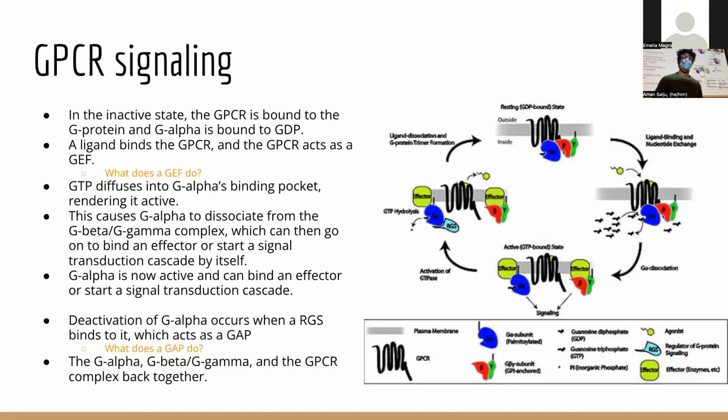All right, back to GPCRs. This is the GPCR, this is the G protein. The G protein is coupled to the receptor. In the inactive state, that's what you see up at the top. That's the resting state. The G alpha subunit of the G protein is bound to GDP.